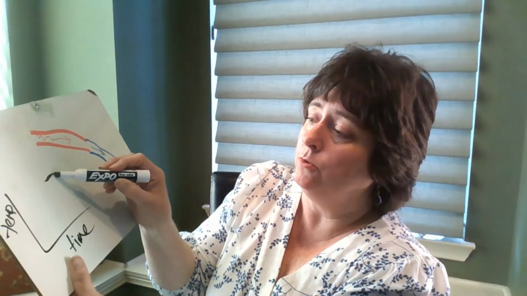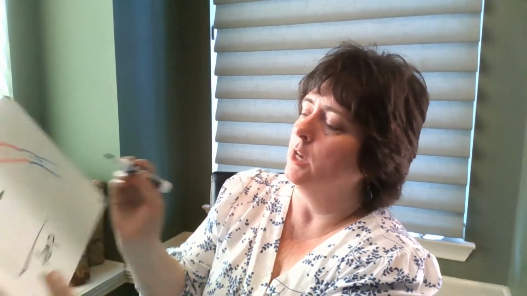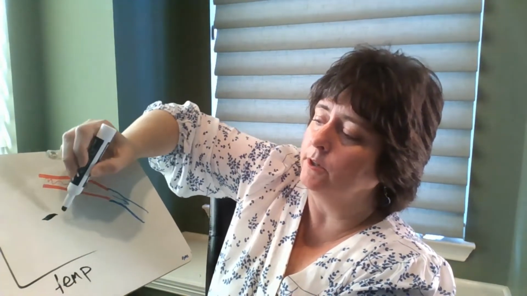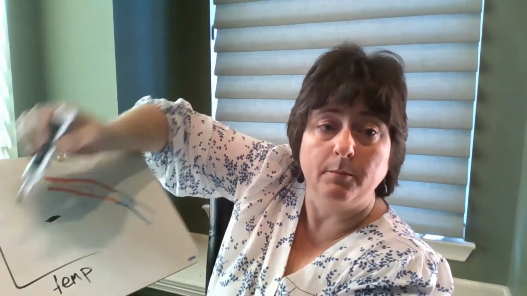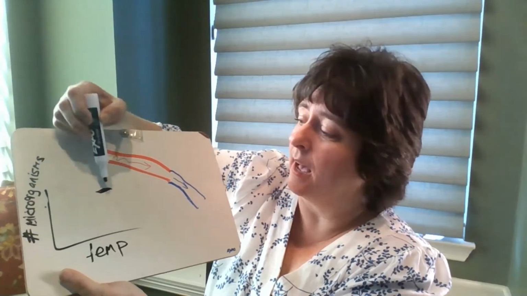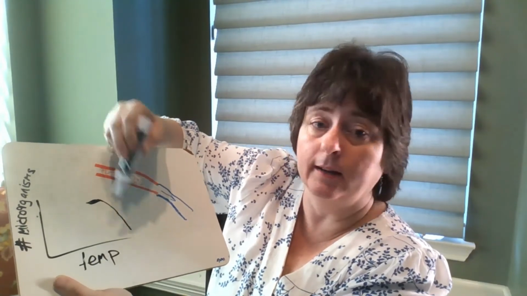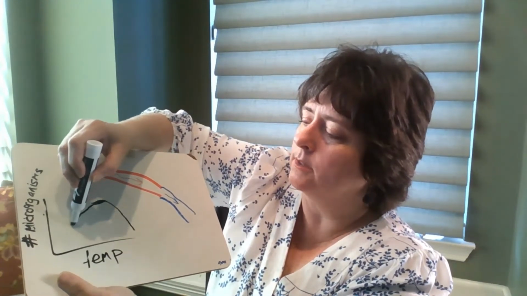But if we get too much, I am messing this up. Here, let me try this again. We're going to put temperature here. This is the number of microorganisms on this chart. All right, so I've got a temperature that's my optimum growth temperature. I'm going to get the most number of microorganisms growing at this optimum growth temperature. If I get it too high, remember it falls off. I'm not going to get a lot of growth. If I get it too low, it's also going to fall off.